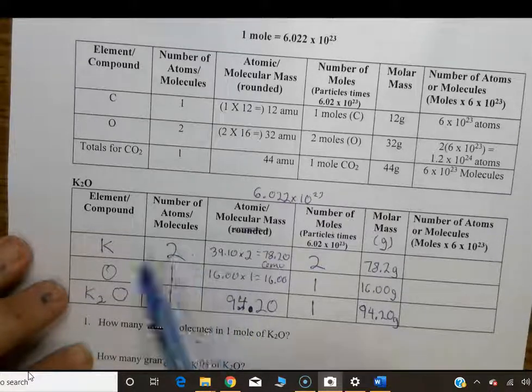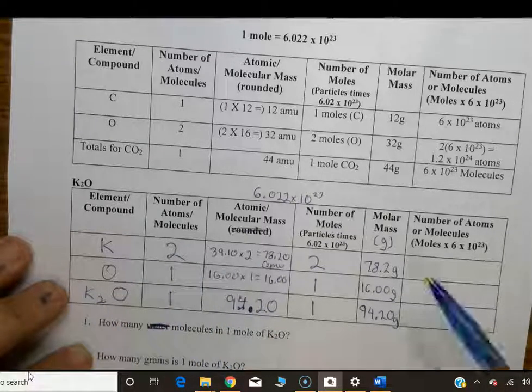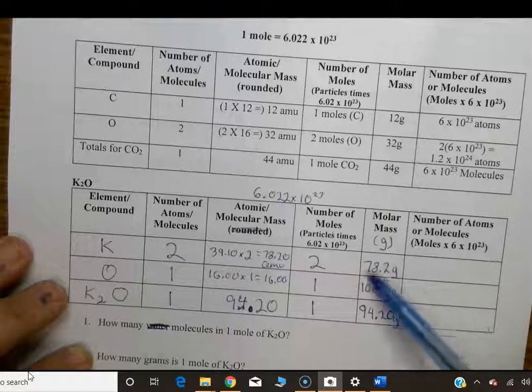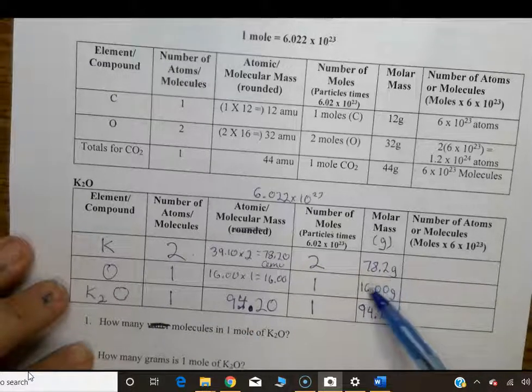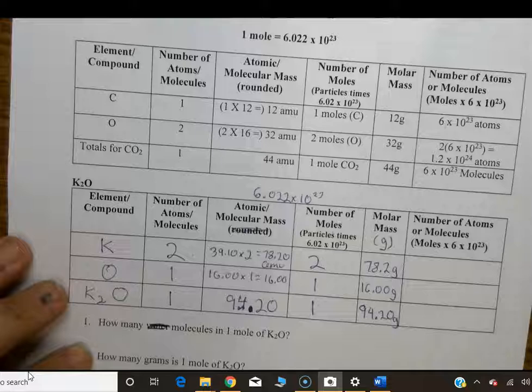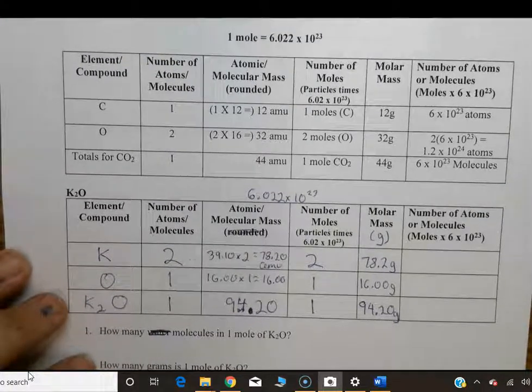So if I want to start making a compound of K2O, I know how many grams, because I can measure 78 grams of potassium on a scale. I know how many grams of oxygen. I can measure that on a scale, so we're all good.